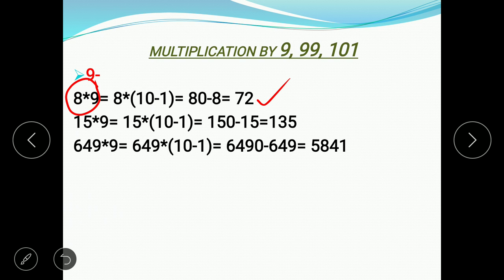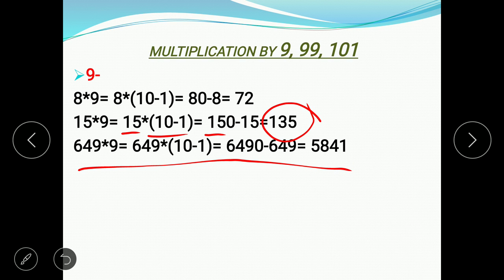ठीक है, देखिए 8 इंटू 9 को हम 10 माइनस 1 लिख सकते हैं। जी हाँ, 9 तो 10 माइनस 1 ही होता है। उसके बाद जब हम ब्रैकेट को खोल रहे हैं तो 80 माइनस 8 आ गया, which is equal to 72. Done. Next, 15 into 9, we also know it's 135. Here 15 into 10 minus 1, 150 minus 15, which will give you 135. And similarly this one as well.